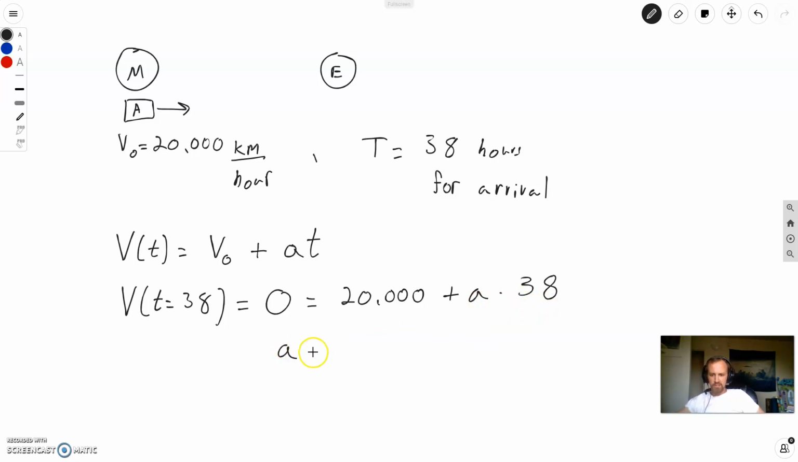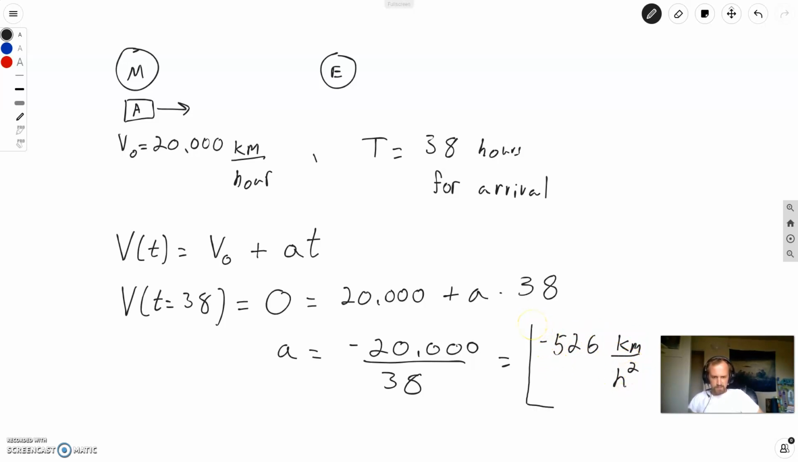So I can solve for my acceleration. Acceleration equals negative 20,000 divided by 38. And that equals negative 526. And then the units are going to be kilometers per hour squared. So this is the average deceleration that the aliens would need to apply to be at the Earth in time for their dinner.